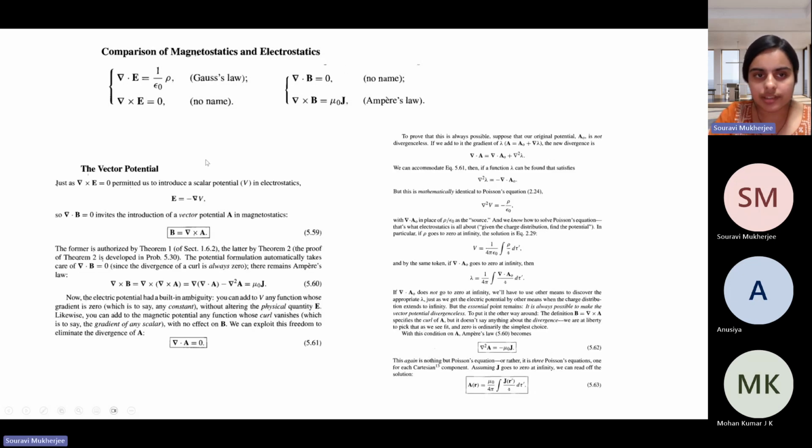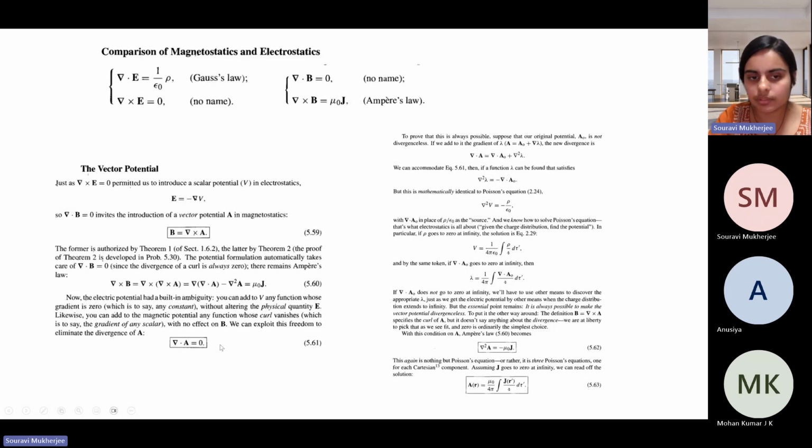So now that we know this, just like when we had curl of E equal to 0, you could write the electric field as minus grad V, and you could get some idea of a potential. Similarly here, because divergence of B is 0, you can have a vector potential A, where curl of A is equal to B, because divergence of curl of something is 0. So this is how you can relate a vector potential A to the magnetic field. And if you expand it, you get something like this.